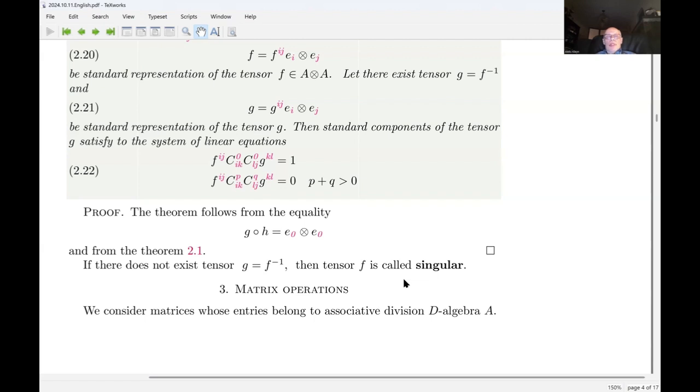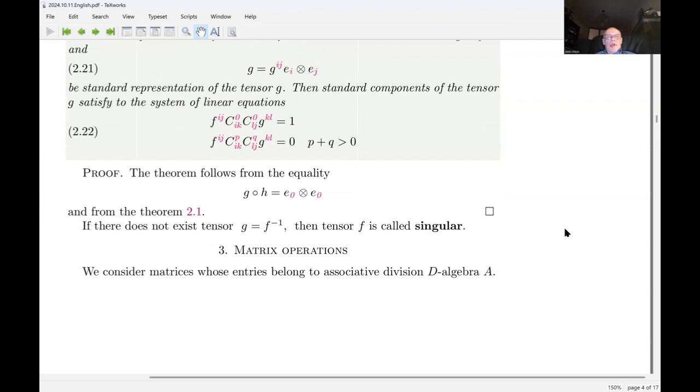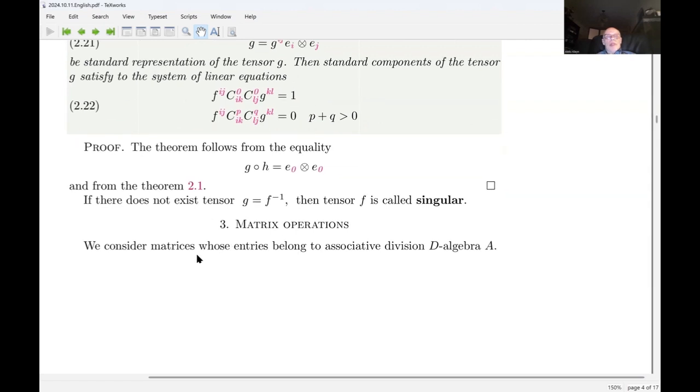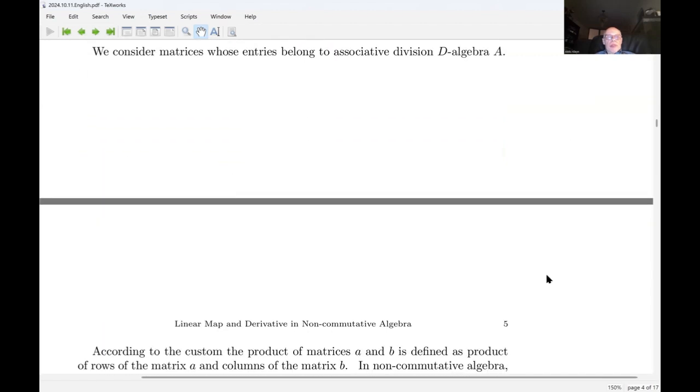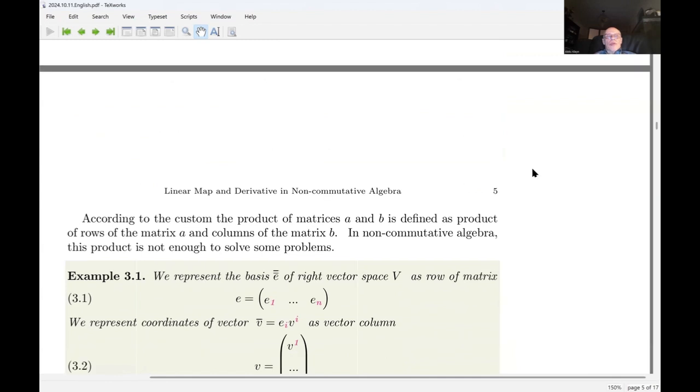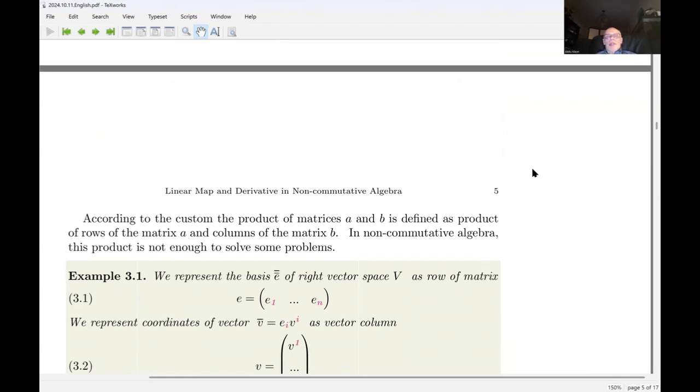Now we consider matrix operations. We consider matrices whose entries belong to an associative division algebra A. According to custom, the product of matrices A and B is defined as the product of rows of matrix A and columns of the matrix B. In non-commutative algebra, this product is not enough to solve some problems.